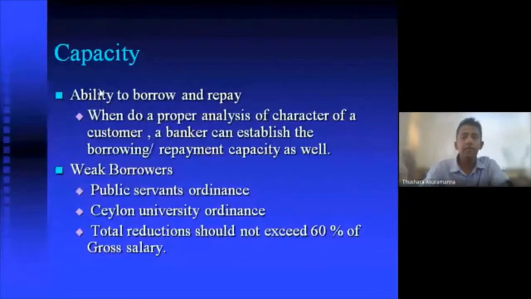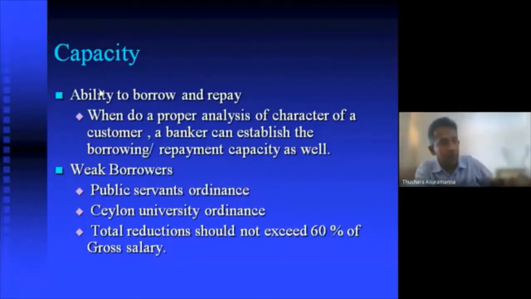Here, there are some capacity issues. Weak borrowers: public servant ordinance, Ceylon University ordinance, total deductions should not exceed 60% of gross salary. So these are some of the things that you need to be vigilant about. If the customer is a government servant, obviously you can't give loans. Under the Ceylon University ordinance also, there may be requirements that you can't do these types of things while in service. Total deductions should not exceed 60% of the gross salary, meaning if it is 70% or so, it's a weak borrower.